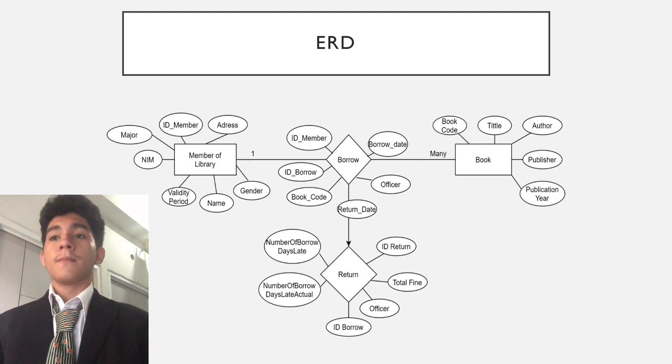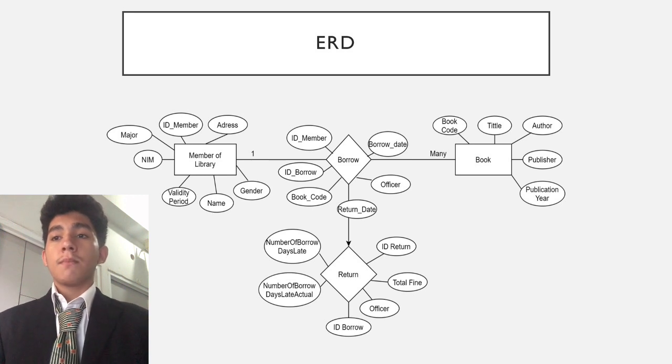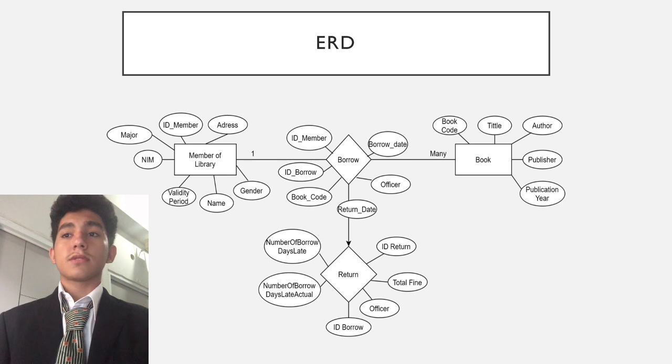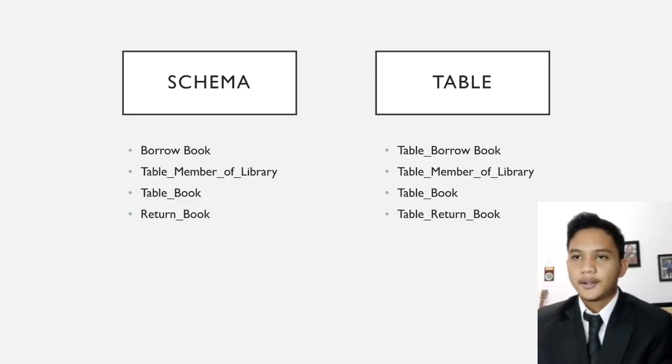Next, return. In return, there is number of borrow days late, number of borrow days late actual, ID borrow, officer, total fine, and ID return. And then in our project we have schema and table. For schema we have 4 and the table we have 2. And then for schema that contains of borrow book, table member of library, table book and return book.